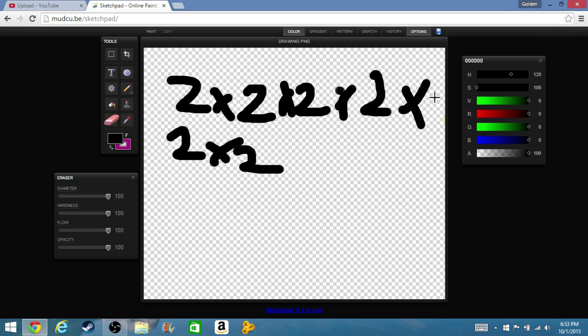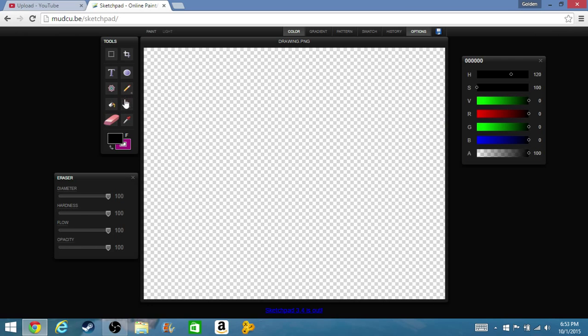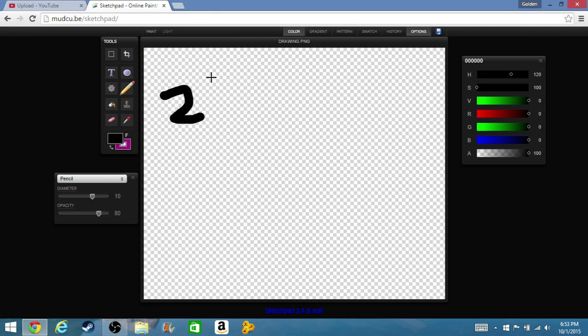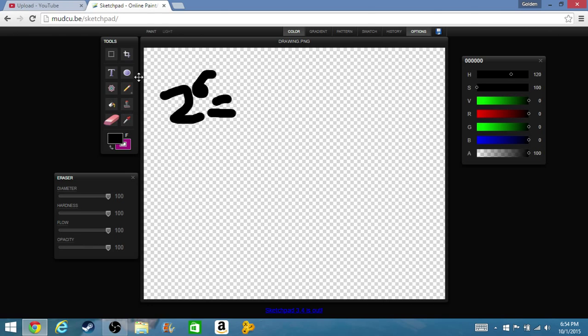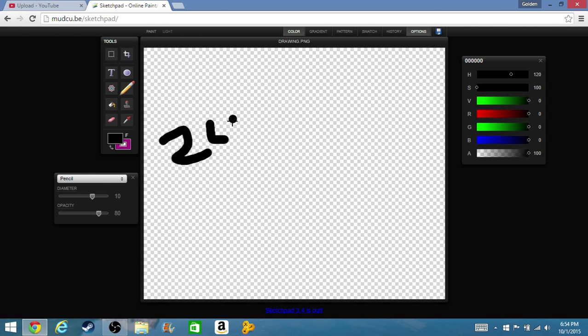But there's an easier way. Since there are 6 twos, you can write 2 to the power of 6, which is 64. You are multiplying, not adding zeros, like 10 to the power of 3, which would be 1000.